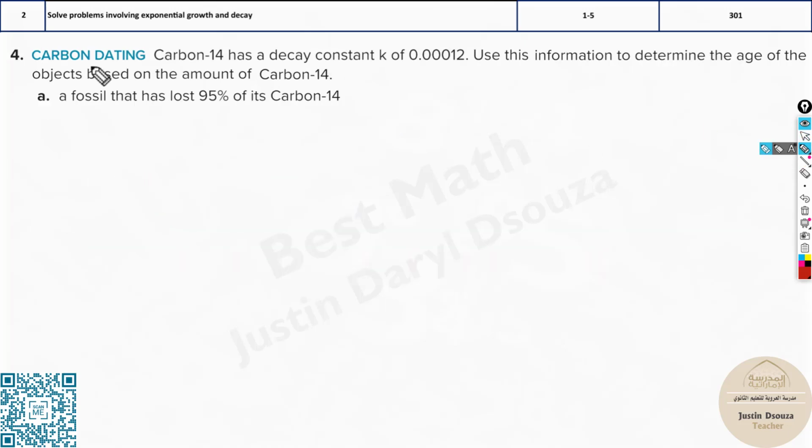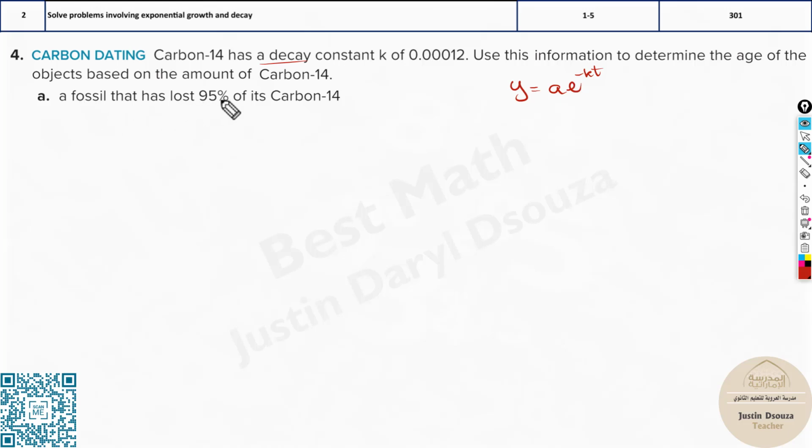Another carbon dating problem, again the same thing, half-life is there. This is always decay, and they have also mentioned the decay constant. Carbon-14 has a decay constant of k equal to 0.00012. Use this information to determine the age of the objects based on the amount of carbon-14. So now here the k value is given. The formula is y equals A e to the power minus kt, for decay. The k value is already given. We need to see the condition and then solve how much time we have. Determine the age. Age is the time. t we have to solve for.